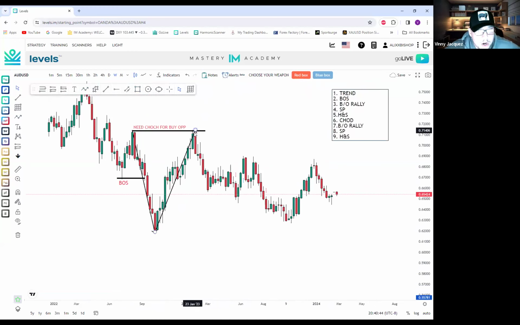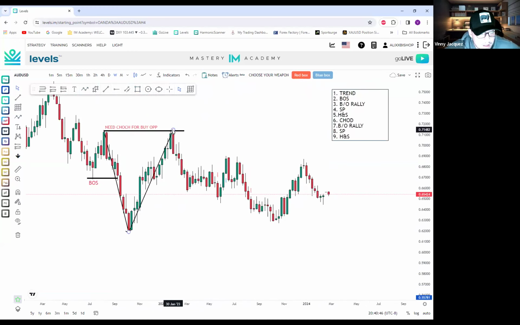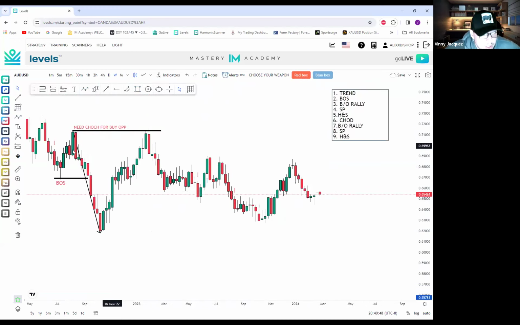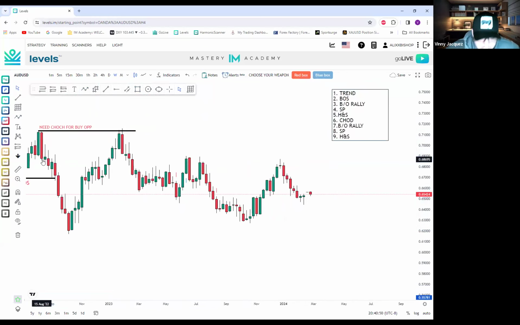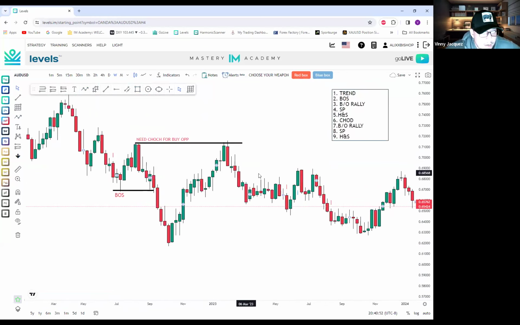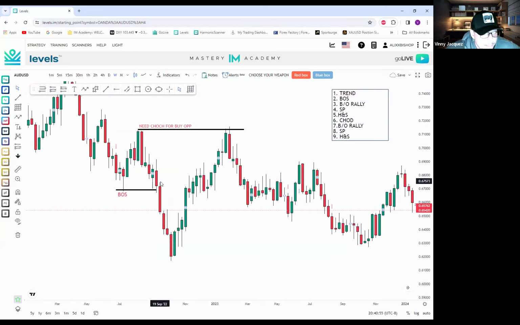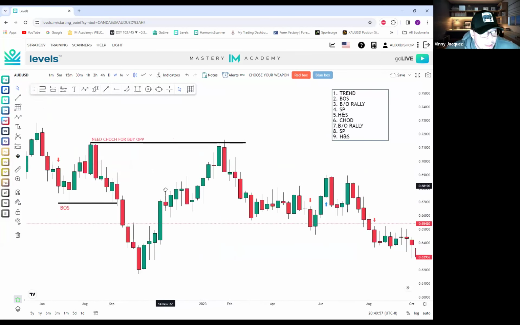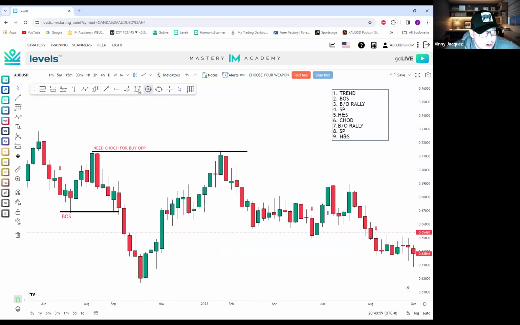So notice right here, we don't break and close above, which is solid. This is letting us know the banks were just trying to pick pockets, right? They were just trying to pick pockets. Now let's take a look right here. We see with this BOS, we have a starting point right here, which looks like it's got a little bit of respect on its name. It just didn't give a nice drop, you know?